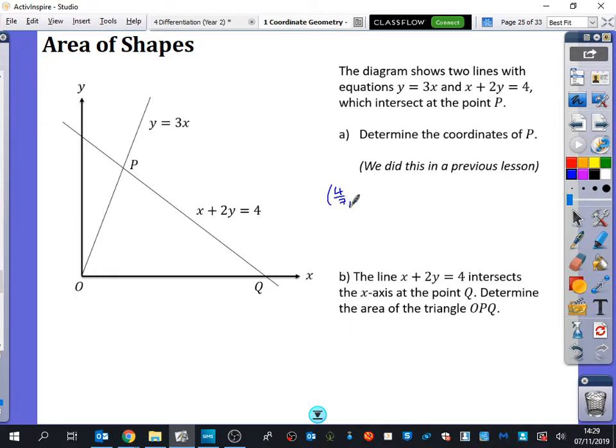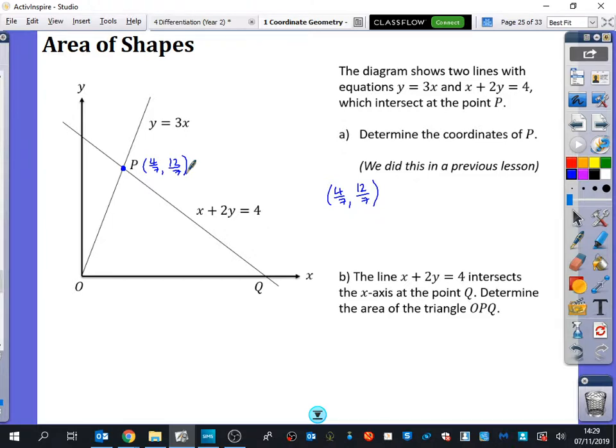4/7 and 12/7. Is that the right thing? Yeah, it's 12/7. Good. So we already did this a bit earlier on. So we now know that the coordinates of P are 4/7 and 12/7. If you wanted to do that, you could just solve them simultaneously to find the intersection point.